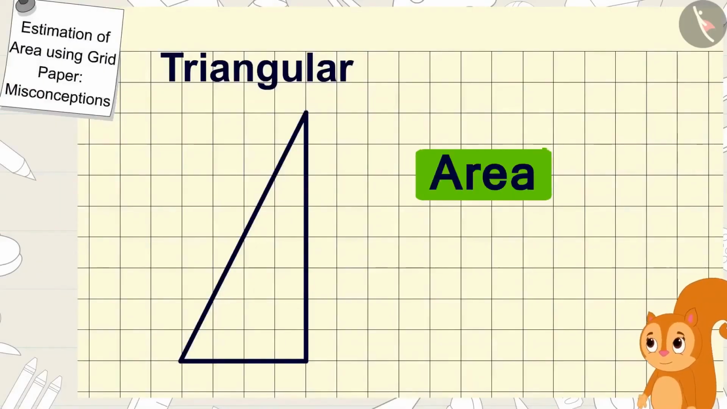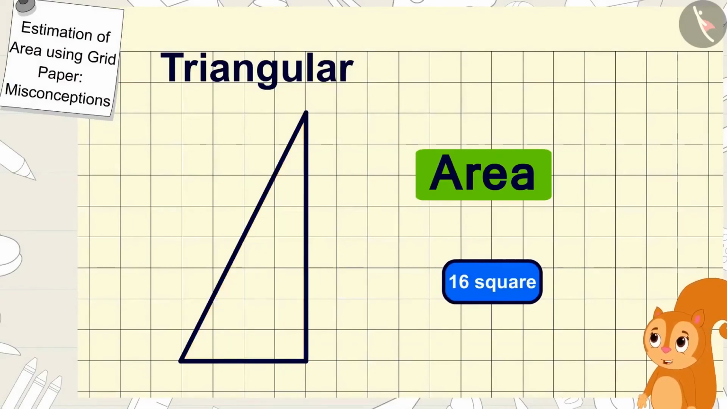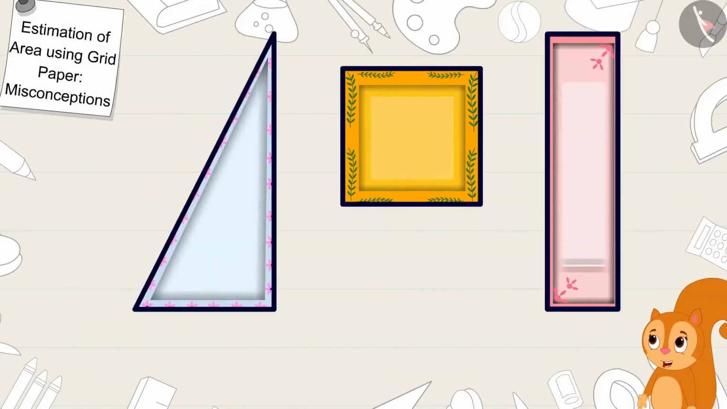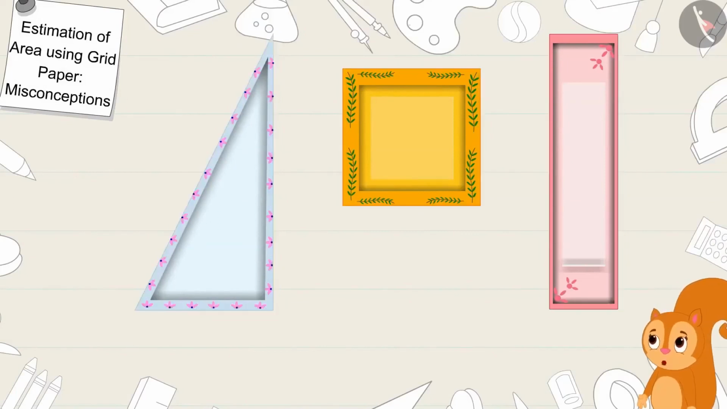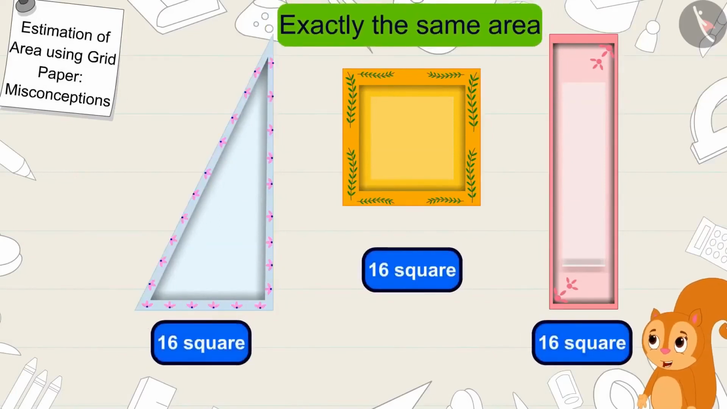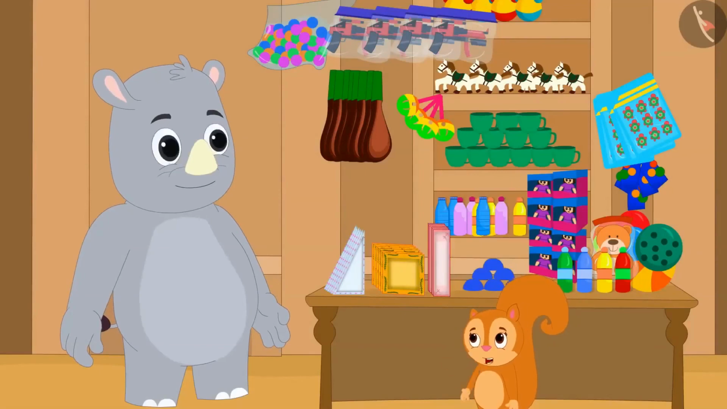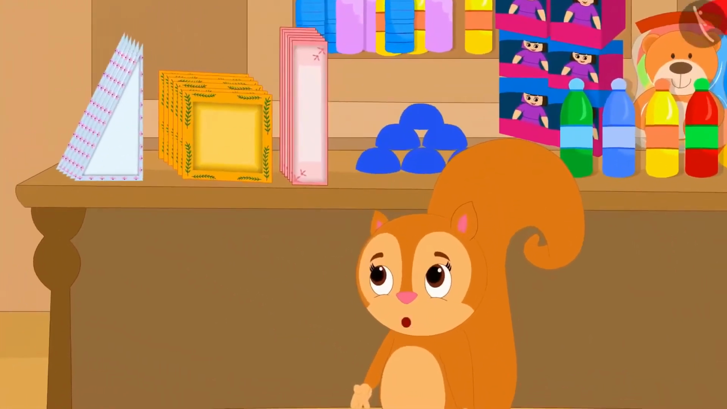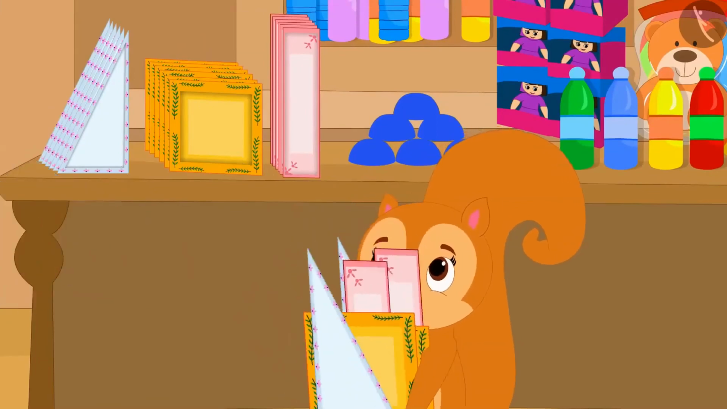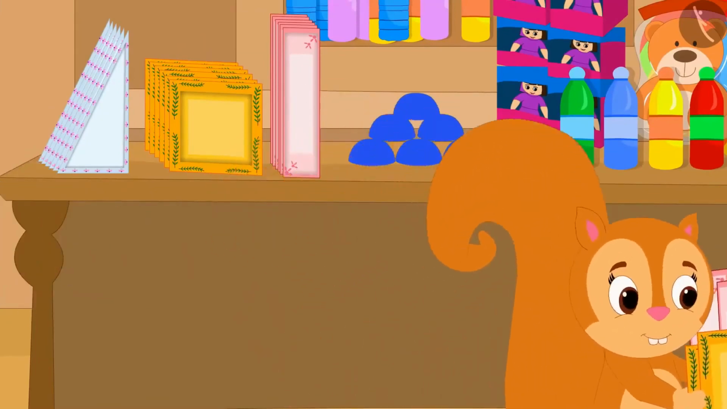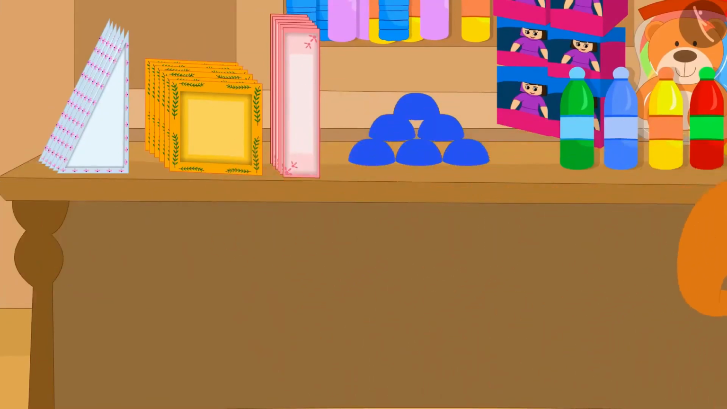Chanda too found the area of the triangle-shaped plate just like you. Hey Gaggu, there are 16 squares in the area of this triangle-shaped plate too. You are right. The shapes of these plates may be different, but their areas are exactly the same. Chanda said to Gaggu. The plates of these 3 shapes are very beautiful. Give me plates of all these 3 shapes, said Chanda, and then bought plates of all 3 shapes from Gaggu.